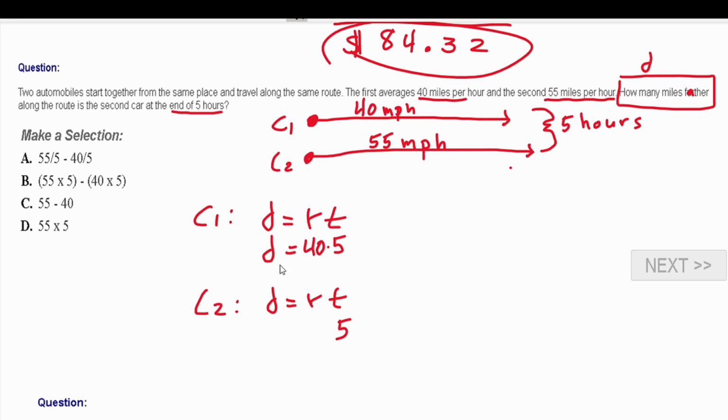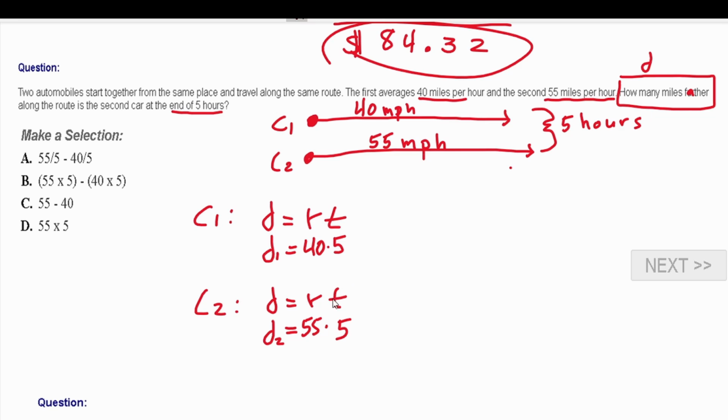So we know this is going to be distance there. And then for car 2, we know the rate is 55 miles per hour. And as we can see, by multiplying 40 by 5, we'll get this distance. And by multiplying 55 times 5, we'll get this distance. Let's call this distance 1, since it goes with car 1. Let's call this distance 2.